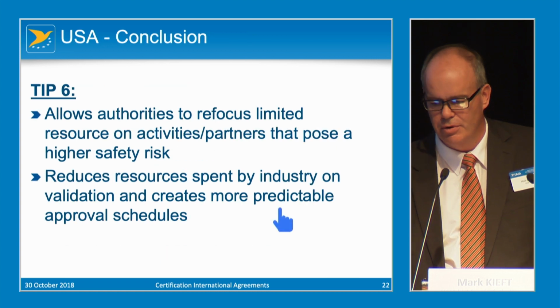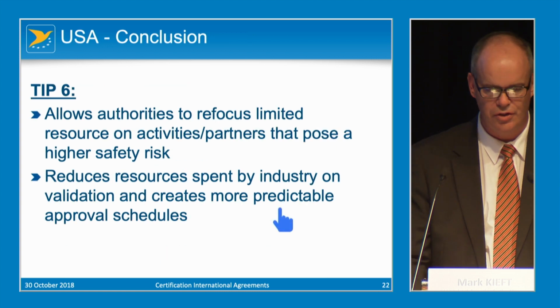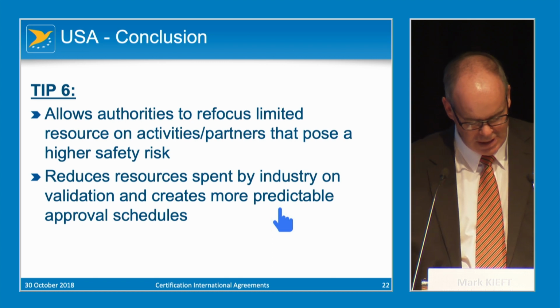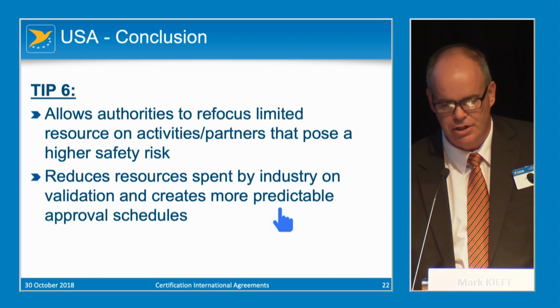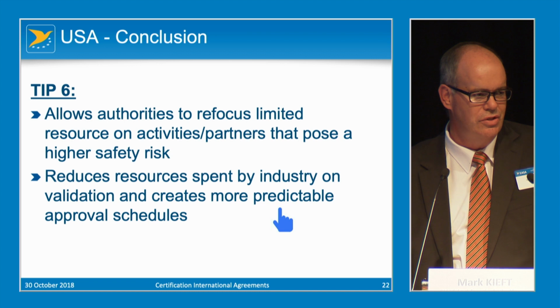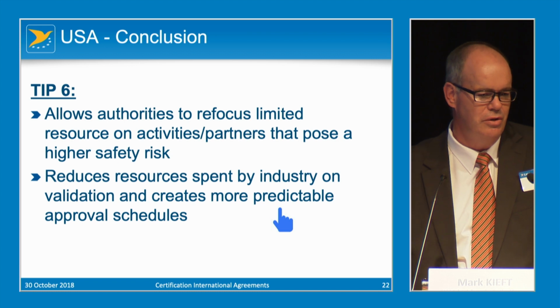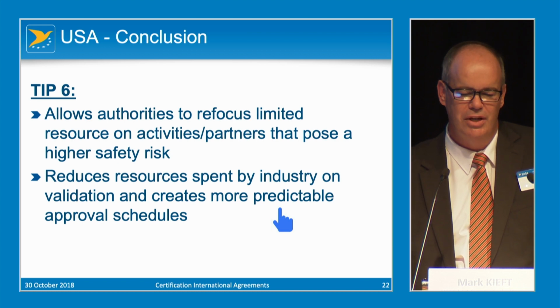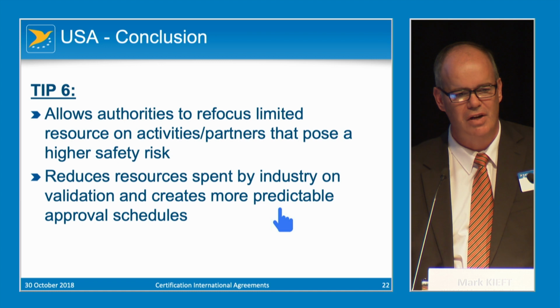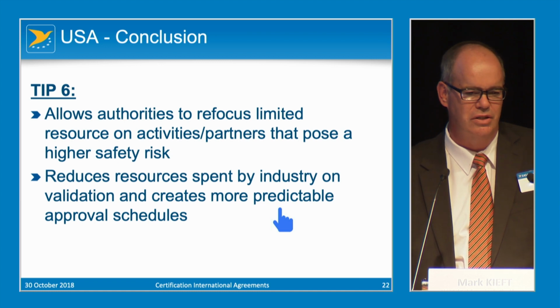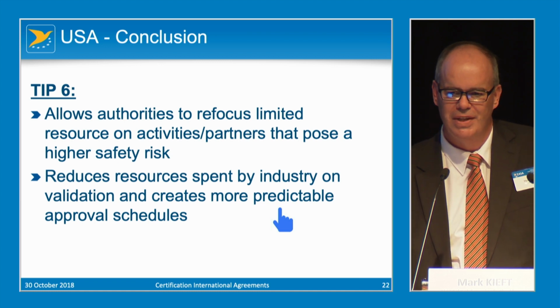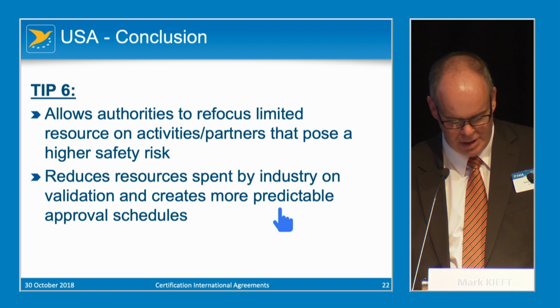So to conclude on the USA, there's a lot on the USA, I apologize for that. TIP 6 allows authorities to refocus their limited resources on the states where we have higher concerns. We are trusted partners with the USA. We trust them, they trust us. We should not be spending time validating something that's done well when it was certified. That is a waste of resource.